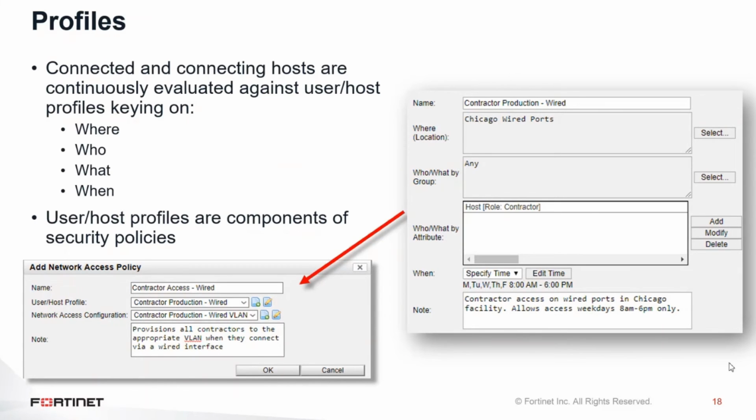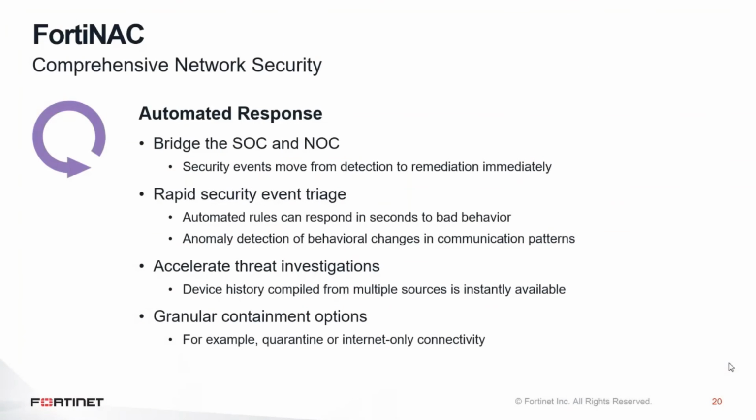Devices are continuously evaluated by Fortinet as they connect to your network. So if a device matches the criteria of a user or host profile, then any security policies using that user or host profile will be evaluated, and the configuration associated with the highest ranked policy by type will be applied for that user or device. This is based on where the user is connecting from, who the user is, what the user is connecting with, and when the user or host or device is connected. So we'll move to the automated response.